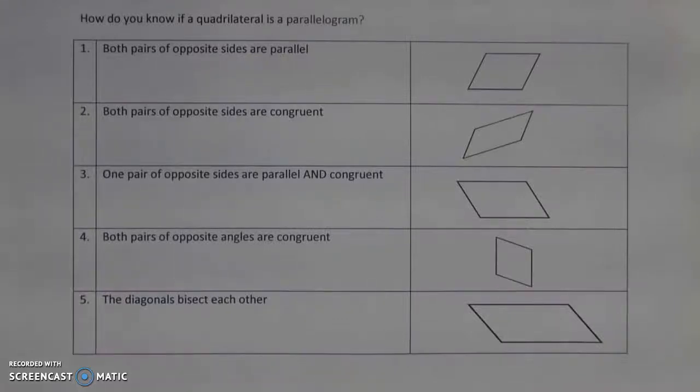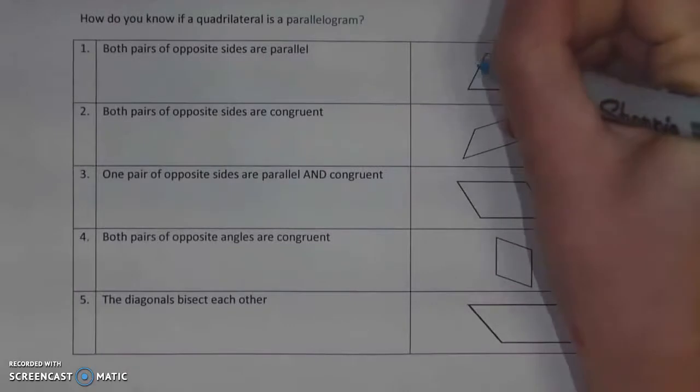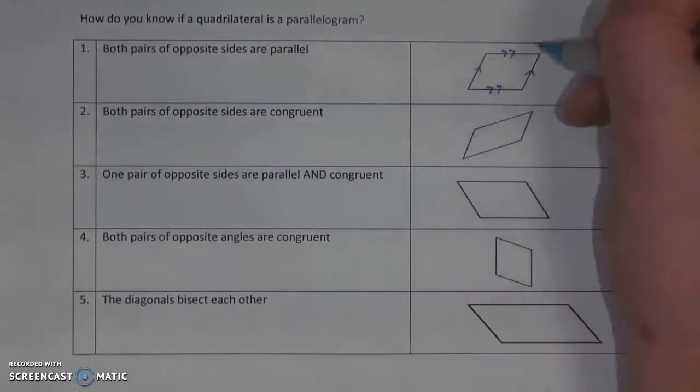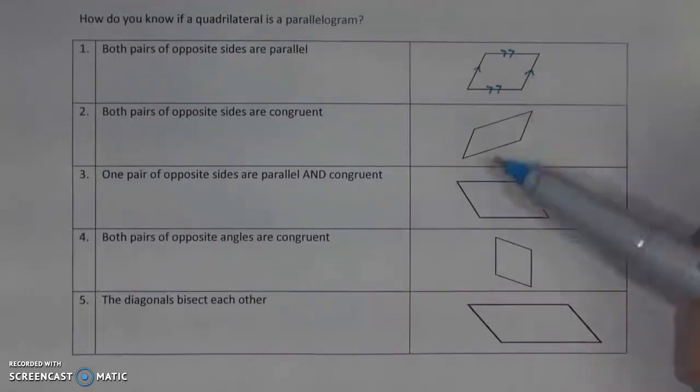How do you know that a quadrilateral is, in fact, a parallelogram? Well, it turns out there are 5 ways to tell, or at least 5 main ways to tell. The first way is pretty much the given, and that is it fits the definition exactly. Both pairs of opposite sides are parallel. Therefore, this figure would have to be a parallelogram. So if you ever see these markings, you know it's a parallelogram.